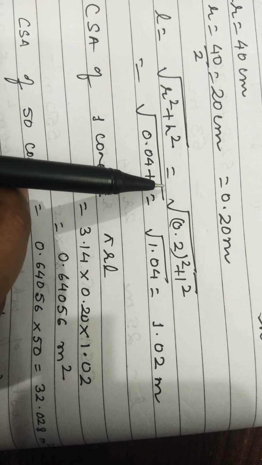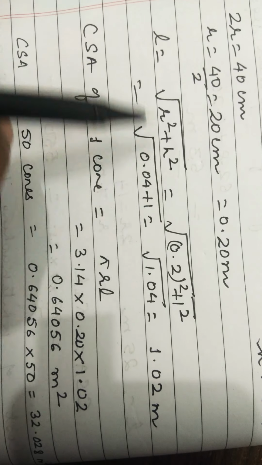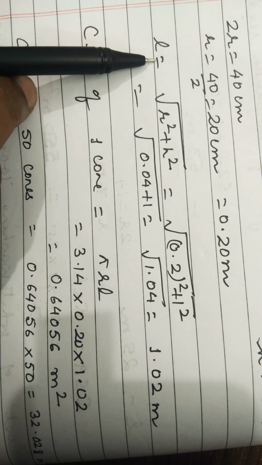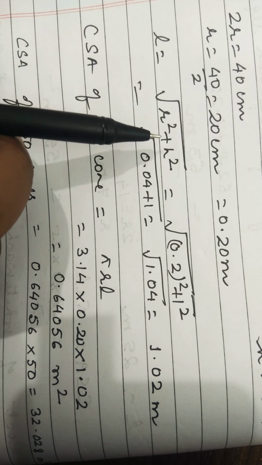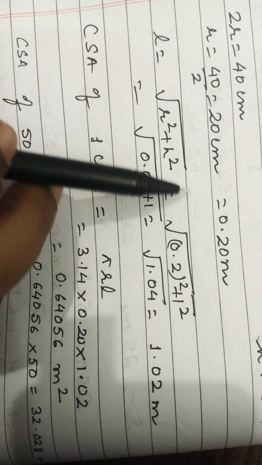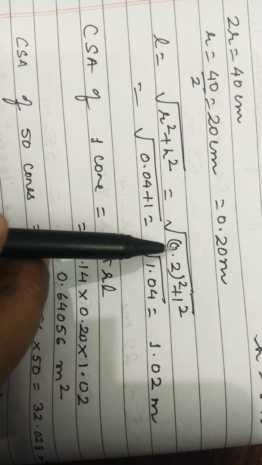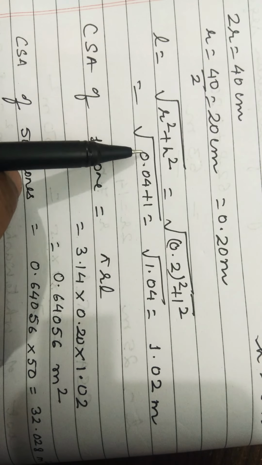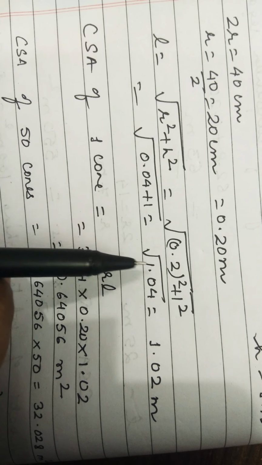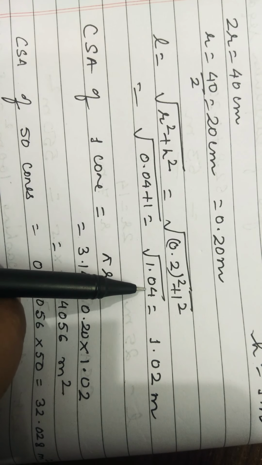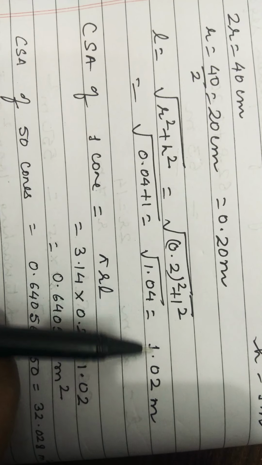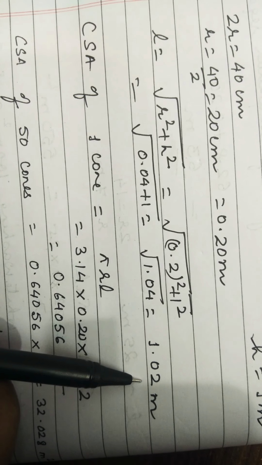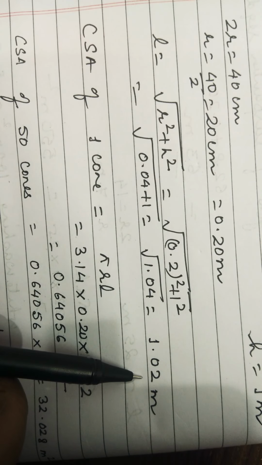So to find out the curved surface area of the hollow cone, we have to find out L, because we know that curved surface area equals pi r L. So L equals under root r square plus h square. R is 0.2 whole square and h is 1 square. Solve it, you will get 0.04 plus 1, that is equal to 1.04, and it is already given in the question that under root 1.04 equals 1.02.